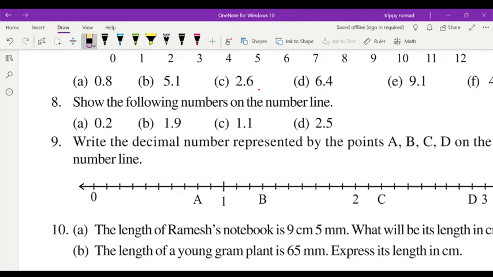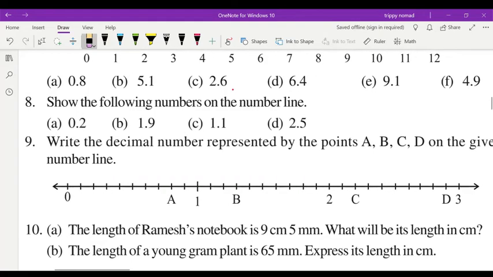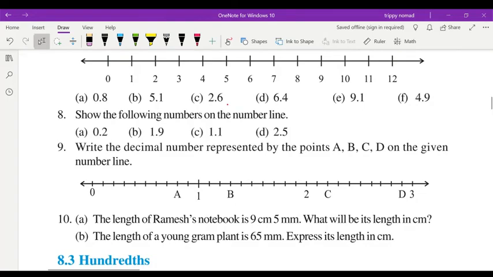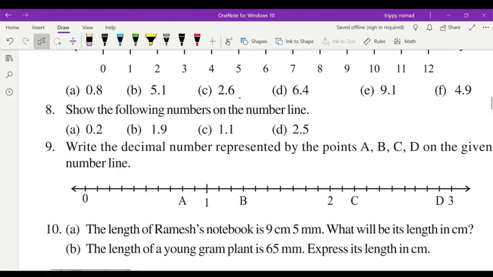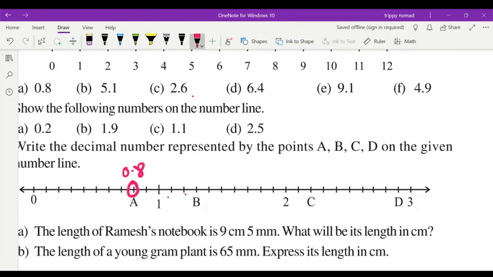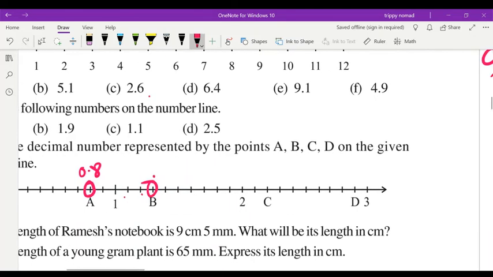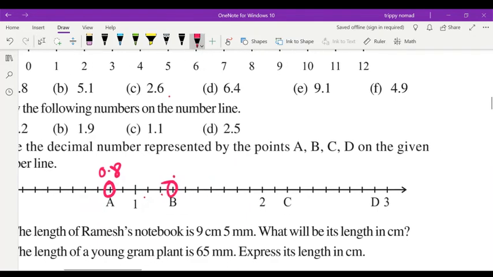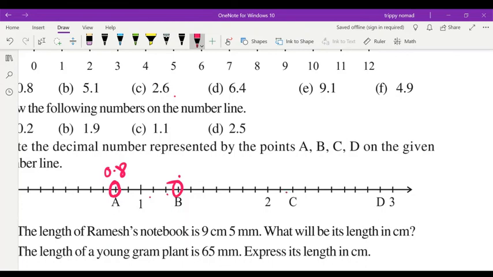I am going to start the explanation of question number 9. Write the decimal number represented by points A, B, C, D on the number line. This is point A. You see here they have written A. So what is this point? 0.8. Here you will write A lies on 0.8, and B, 1, 2, 3, lies on 1.3, and C is 2.2 and D comes at 2.9.